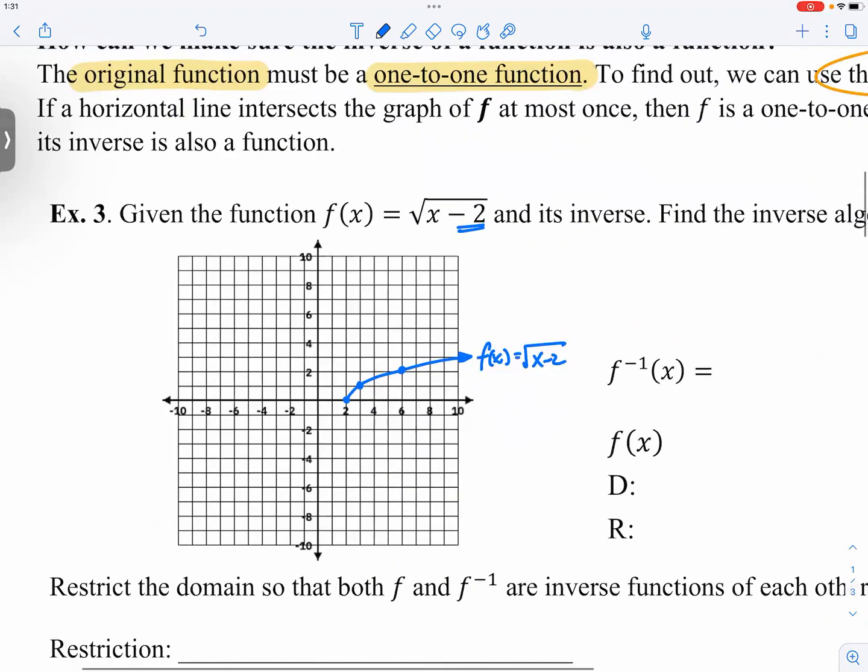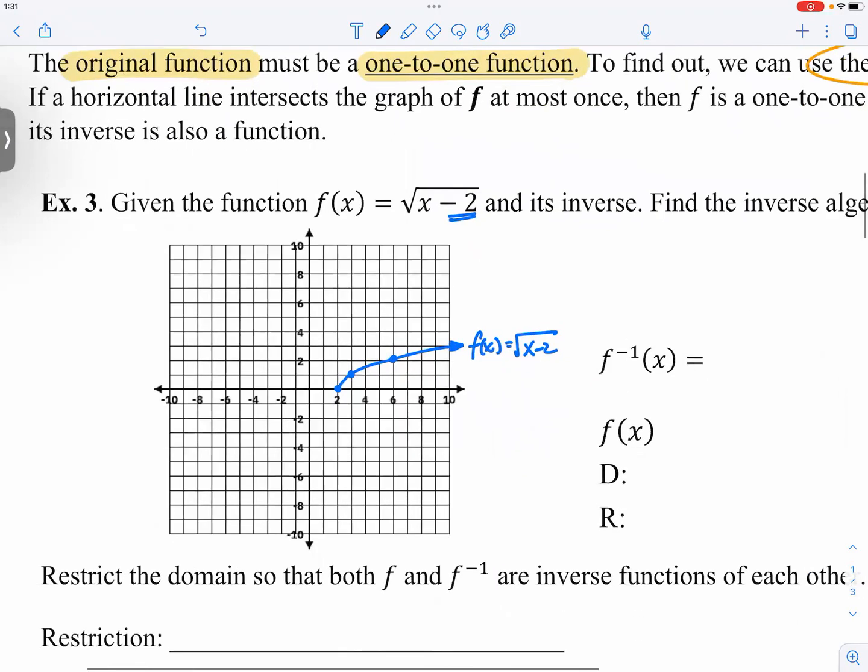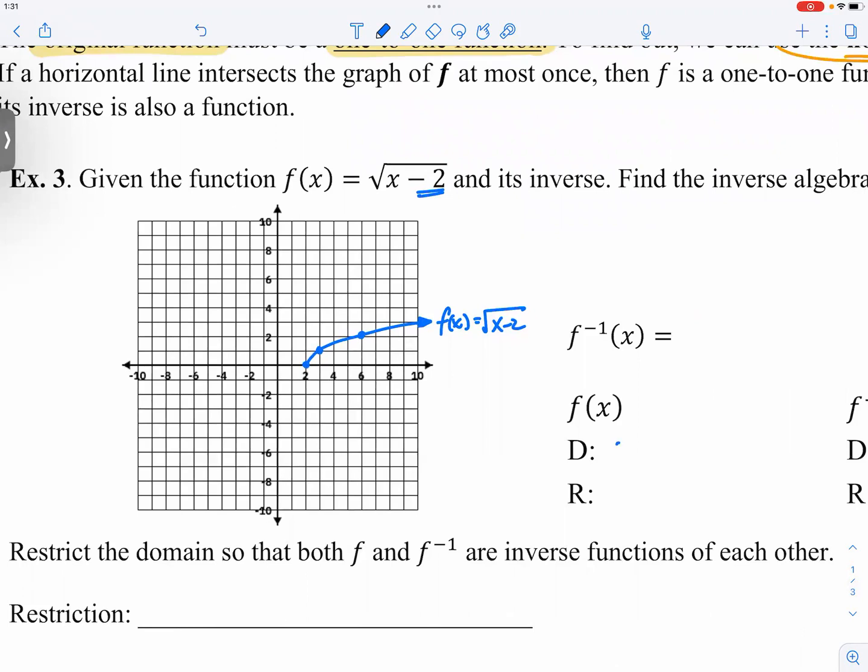At this moment, I think we can now go ahead and write down the domain and range of the function. The domain is the x value, and the x value goes from 2 to infinity, and it includes the value of 2. And then the range is simply 0 to infinity right here.